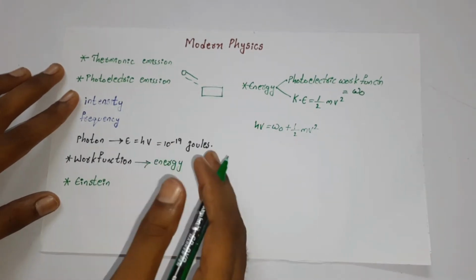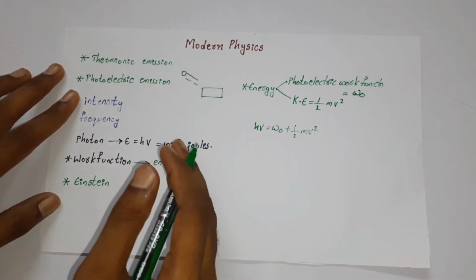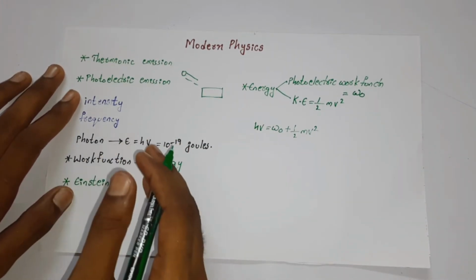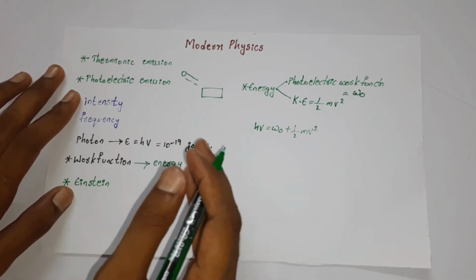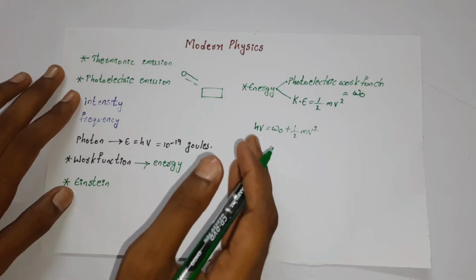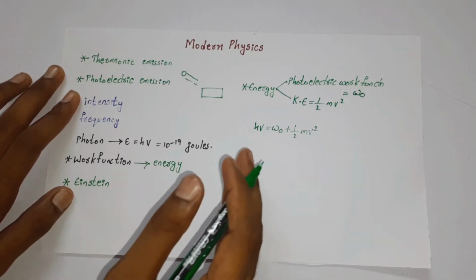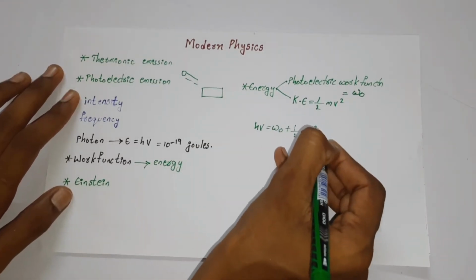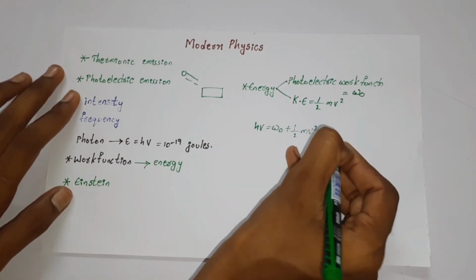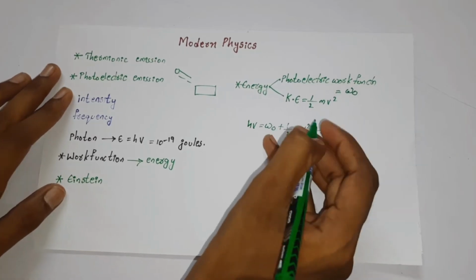So the second part of energy, which is the half mv square, to liberate the electrons from the metal. That kinetic energy is given by: the energy of the photon will be equal to w naught plus half mv square. It is the second part of the energy. And this equation will be called the Einstein photoelectric equation.